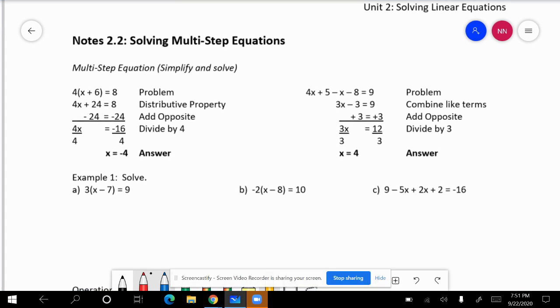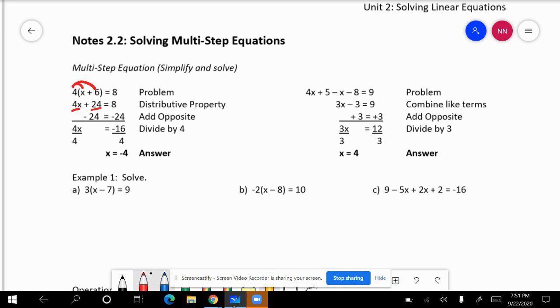We're going to be solving multi-step equations. The two different types of equations that we're going to be looking at: one is with parentheses and the other one is with like terms. Whenever we have parentheses and there's a number on the outside, we distribute the number on the outside. That's how we're getting the 4x and the 24.